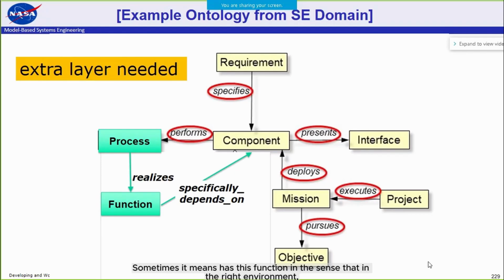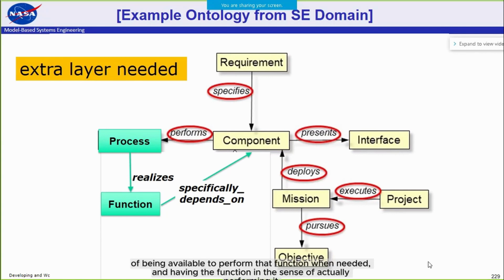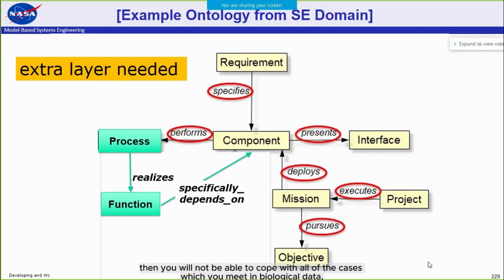Sometimes it means has this function in the sense that in the right environment, they would do that thing. But sometimes it means switched on so that they are actually executing it. And if you don't make a distinction between having the function in the underlying sense of being available to perform that function when needed and having the function in the sense of actually performing it, then you will not be able to cope with all of the cases which you meet in biological data, as the gene ontology community officially recognized, but they don't always actually remember. This is a case of requirements versus actual realizing it. All right.